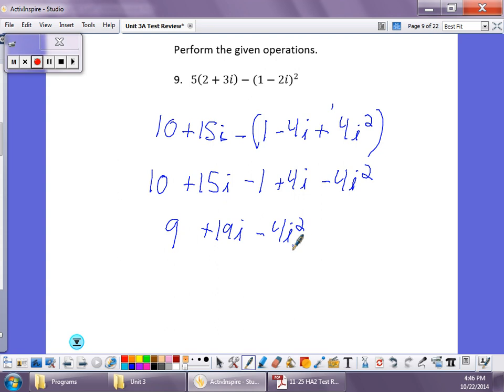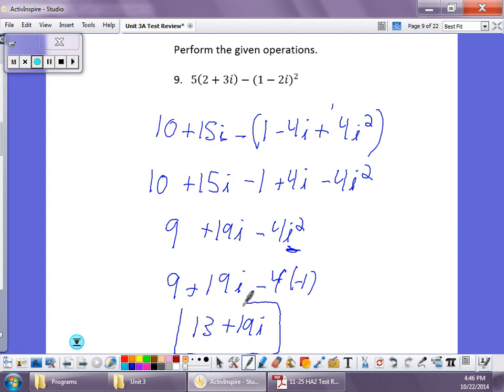But remember, i squared equals negative 1. So that's really 9 plus 19i minus 4 times negative 1. So that's plus 4. So I get 13 plus 19i. And I need to be sure that I leave that in standard form, which is a plus bi, which it is.